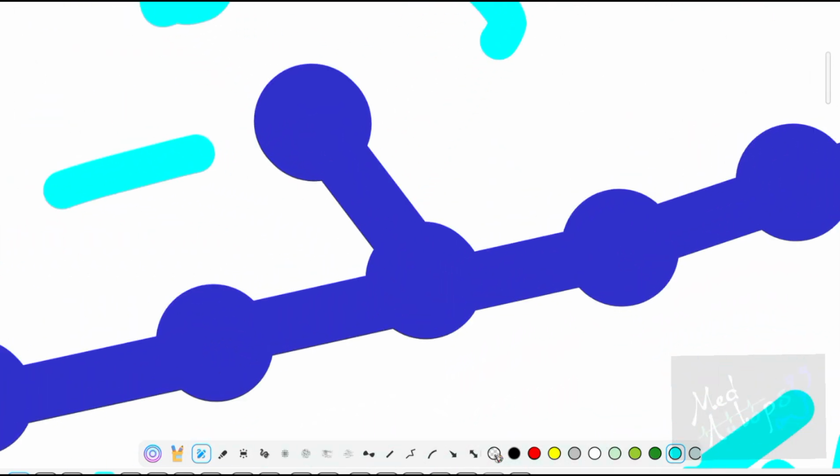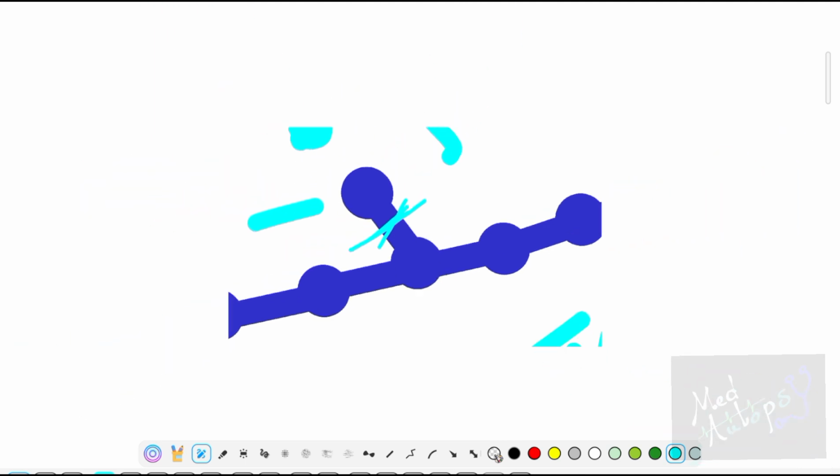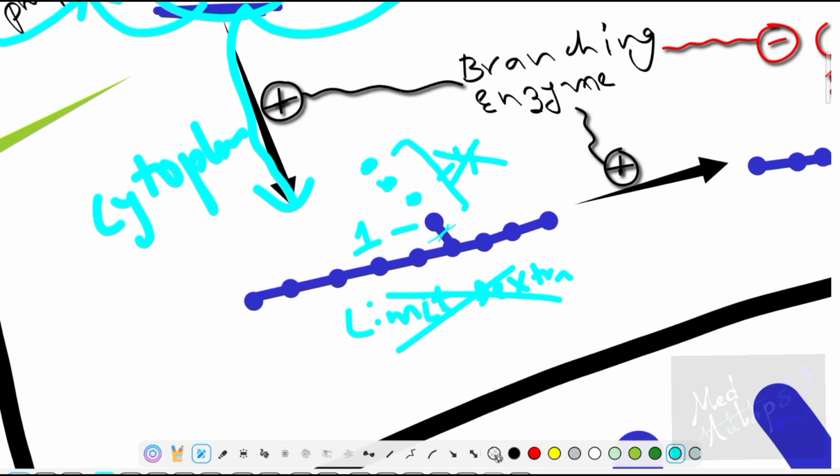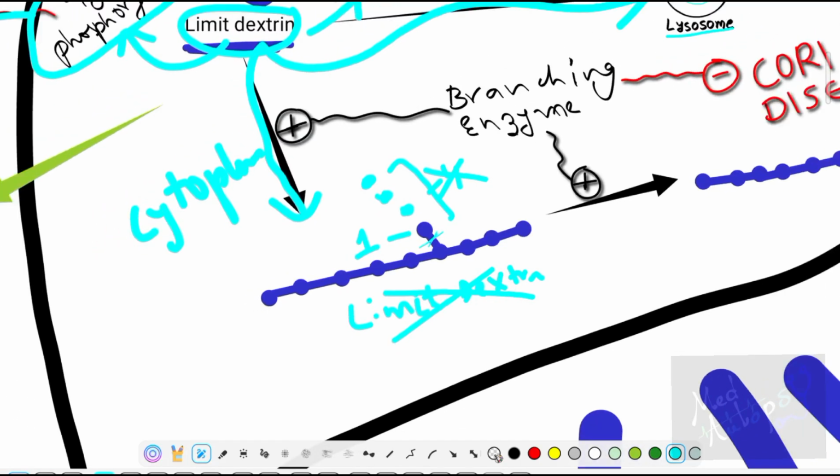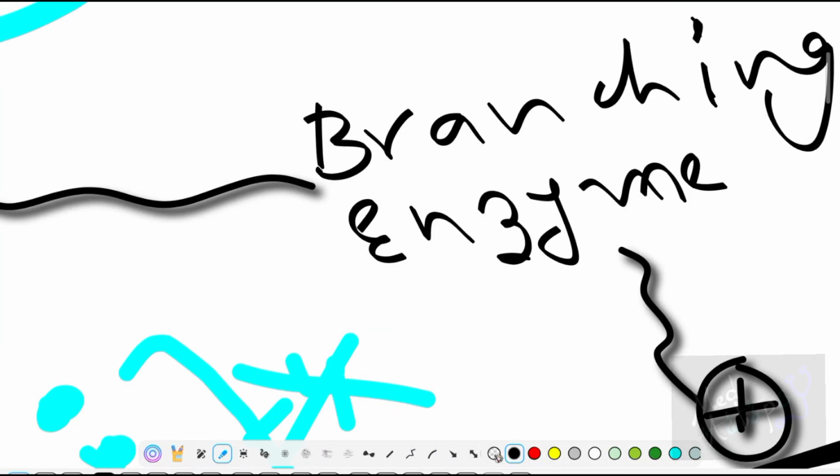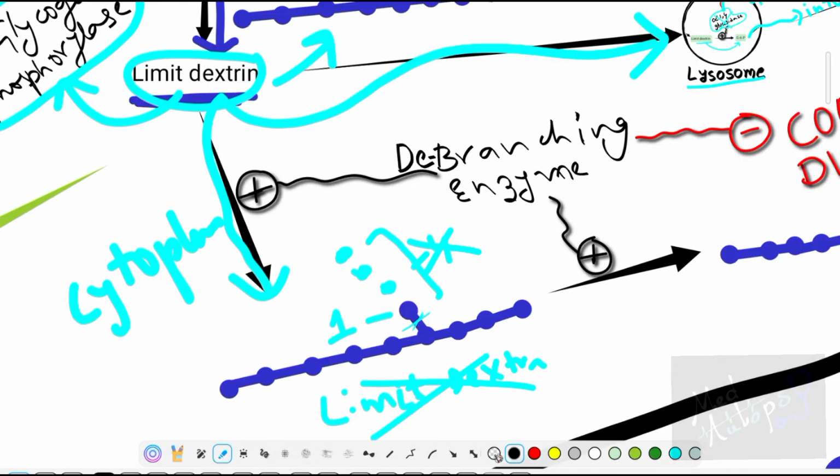So the enzymes which are debranching this, which are cutting these branches, we call them debranching enzymes. This is the opposite of the branching enzymes. We can name these enzymes as debranching enzymes.